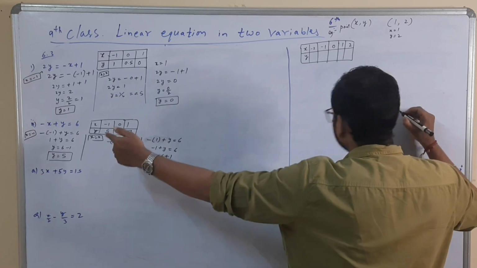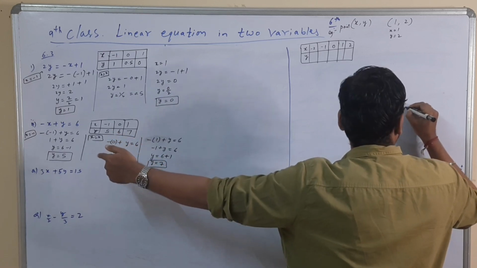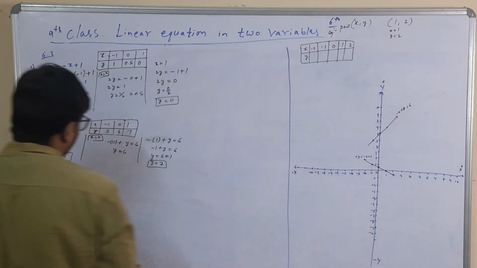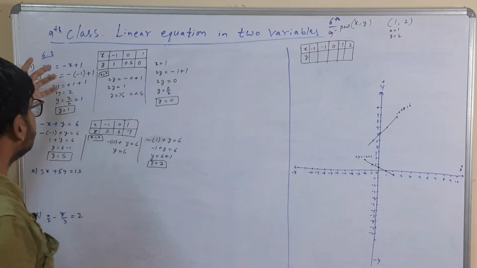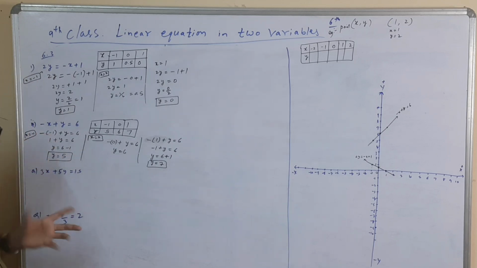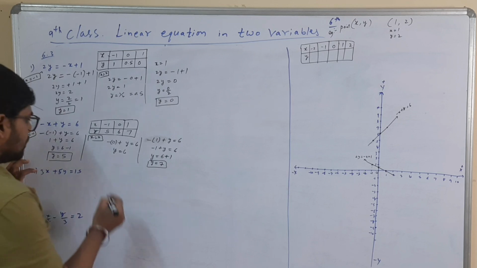Okay, what is the equation? Minus x plus y is equal to 6. There are different questions here. I am taking these questions from your textbook. I don't know the question number, I just took the ones which are a little bit hard. Now I am doing this one, and I'll do the same thing.